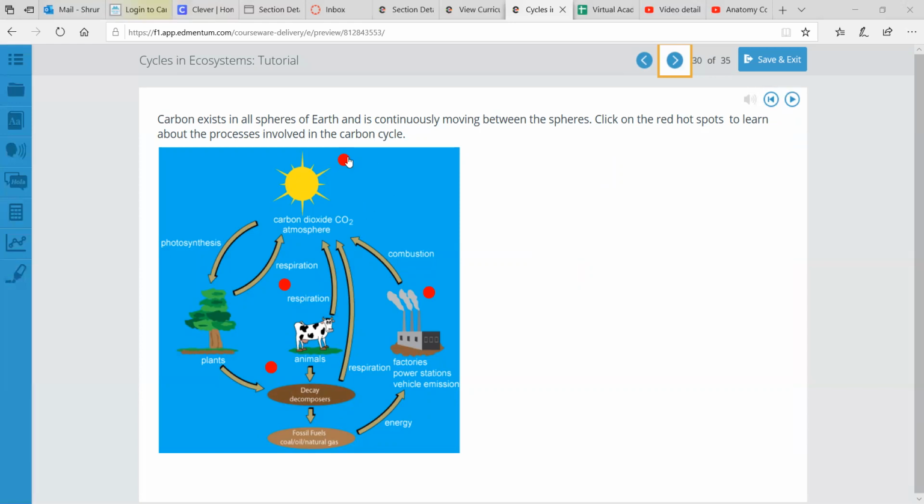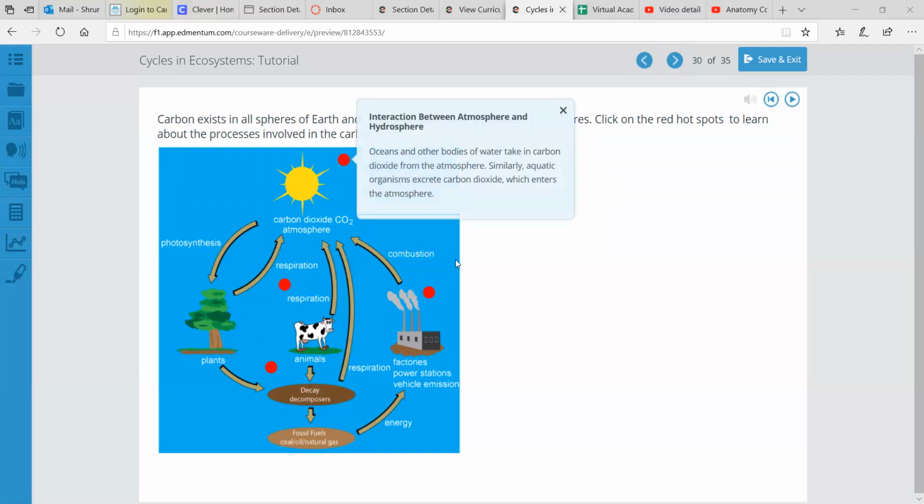So here we're given a visual. Let's start at the top. Interaction between atmosphere and hydrosphere. Oceans and other bodies of water take in carbon dioxide from the atmosphere. Similarly, aquatic organisms excrete carbon dioxide, which enters the atmosphere.